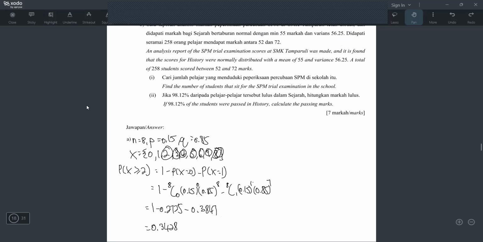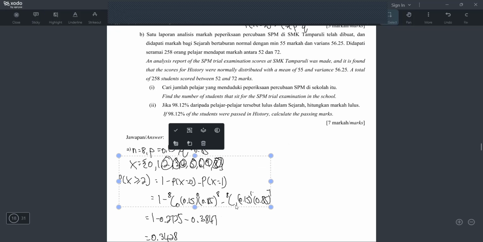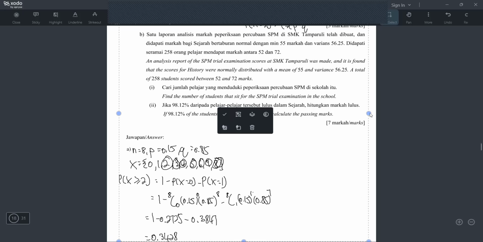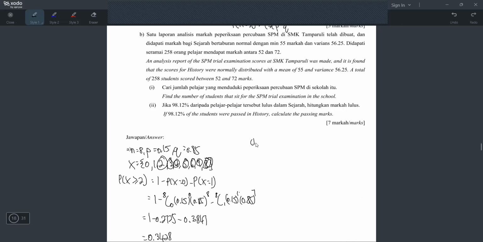Okay, done. Now we do the B question. Can I make this smaller? Let's make this smaller. No. Okay, like this. This is enough space.